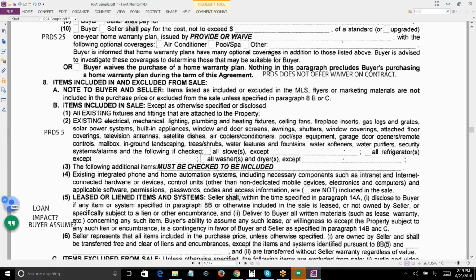I've had agents attach a copy of the MLS printout, like it does something to staple it or put it on the pile, like that has some legal significance, I'm not sure. But it says in plain language, what the MLS says doesn't count. It says items listed as included or excluded in the MLS flyers or marketing materials are not included in the purchase price or excluded from sale unless specified. Nobody cares what the flyer says or the MLS says. It's what you write here.